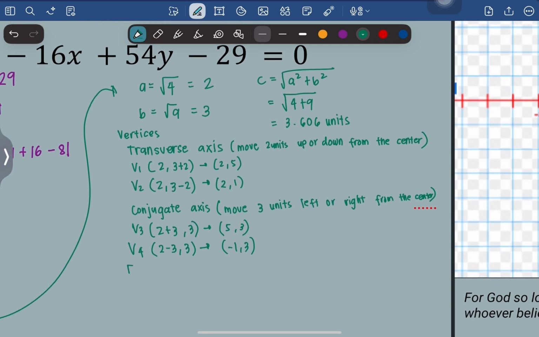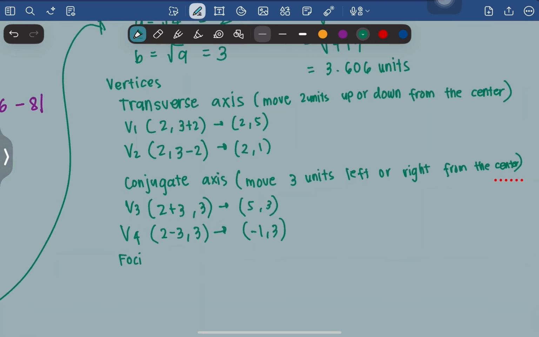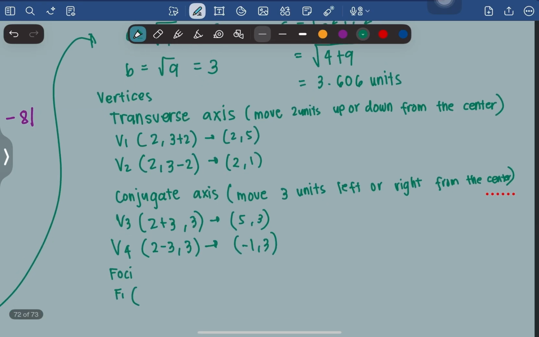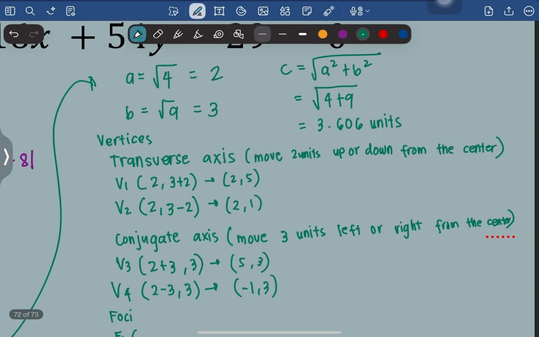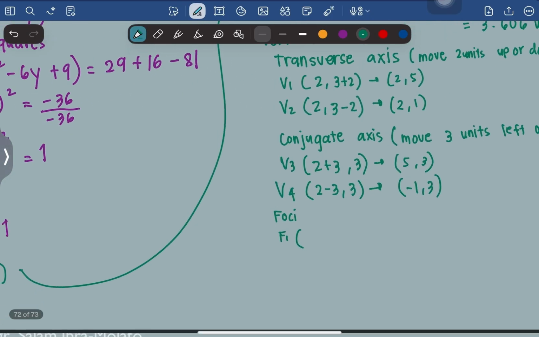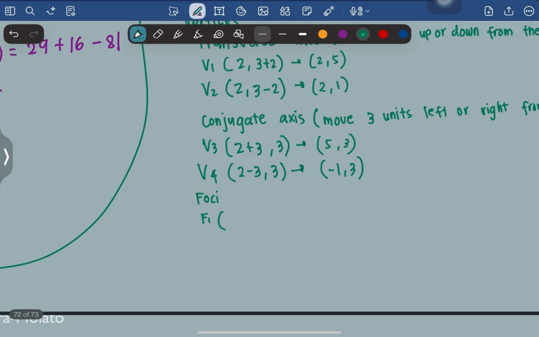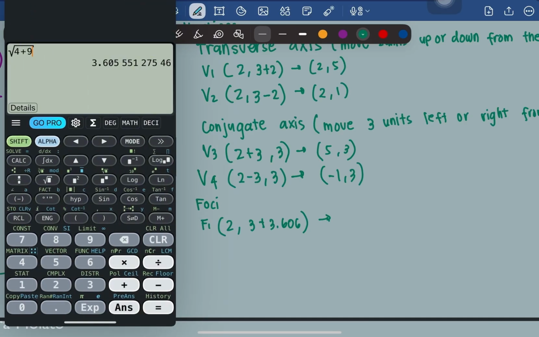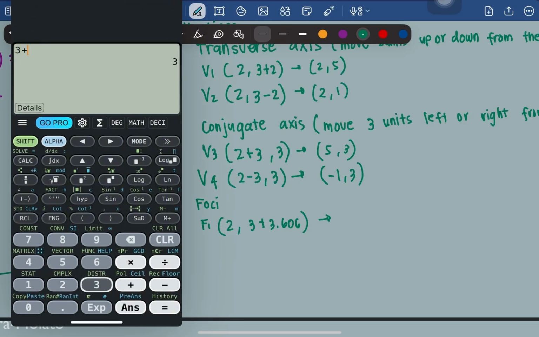Then foci, so you need to add 3.606 on the y coordinate of the center. So 2, 3 plus 3.606. Foci is 3 plus 3.606. So 6.606. Then yung isang foci papunta sa baba.